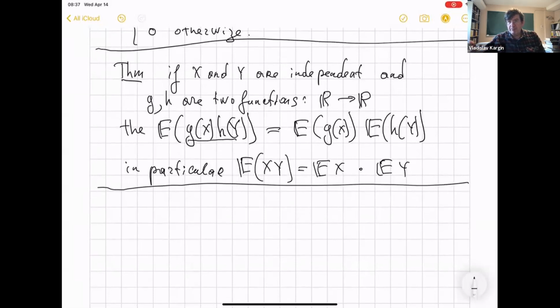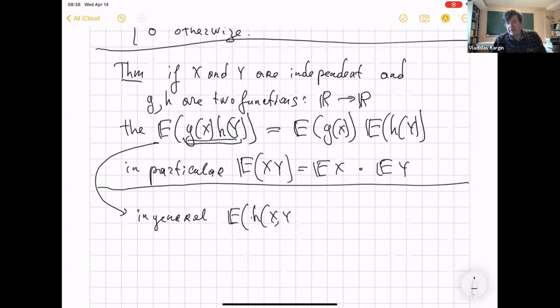I've already talked about this before, but in principle, how do you calculate the expectation of a function of two random variables? In general, if you have some function, say h of x and y, something like sine of x squared plus y squared, I don't know, something like that.